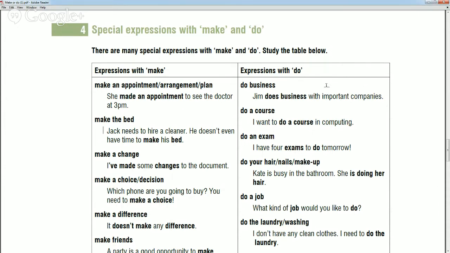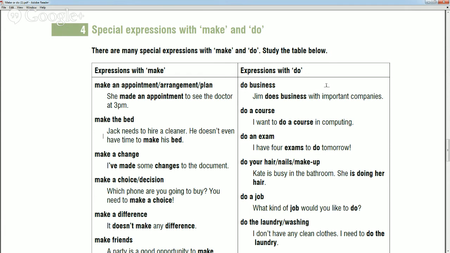That's true. Okay. All right. Do a course. Perla. I want to do a course in computing. Just to let you know, in the US, we probably would never say that. We would actually use the verb take. I want to take a course in computing, but we would not say do a course. So this is British English.